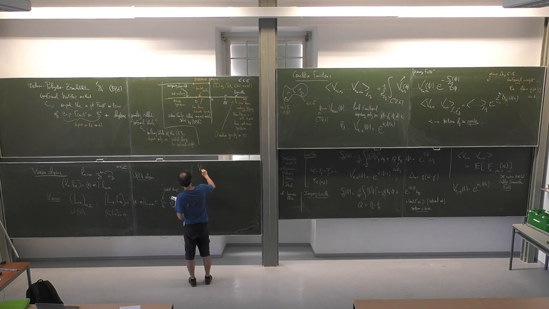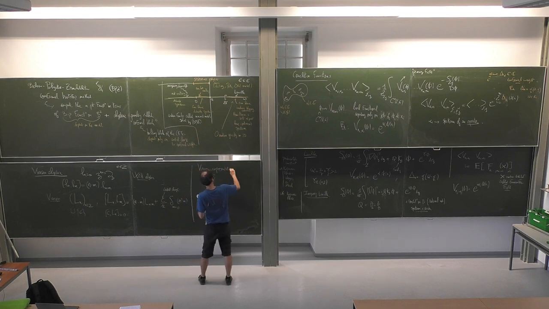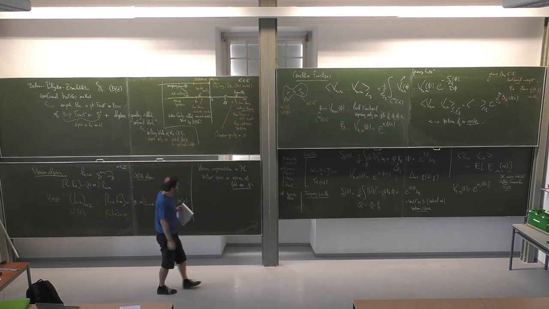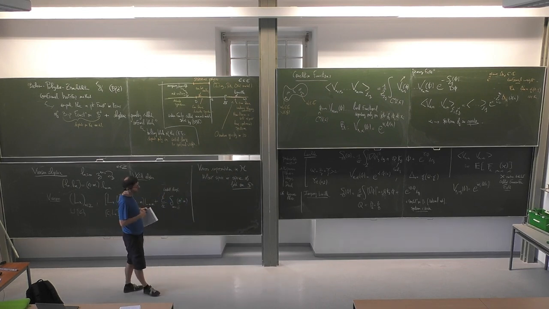So now, Virasoro representation in a Hilbert space H. What is the Hilbert space? It is the space of fields. What I mean by field is function or distribution on the unit circle. So we construct a representation of the Virasoro algebra in the space of functions on S1.